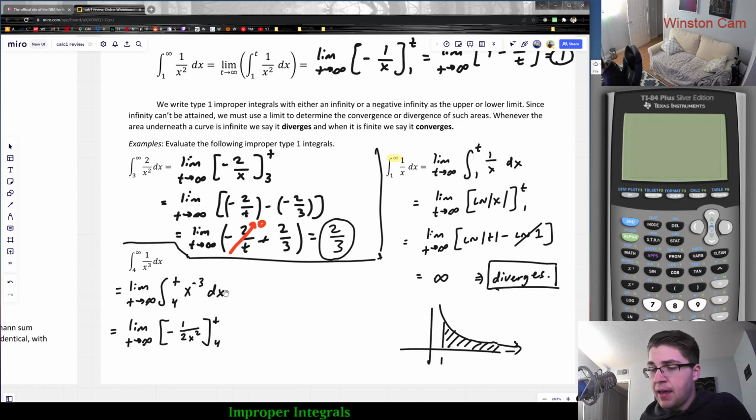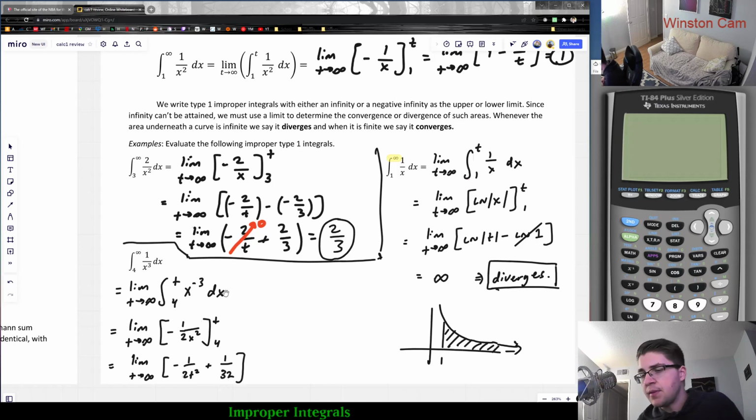And now plugging in our boundaries into the antiderivative by the fundamental theorem, this would leave us with negative 1 over 2t squared plus 1 over 2 times 16, which would be 1 over 32. And similarly, as t goes to infinity, whether it's 1 over t, 2 over t, or 2 over t squared, if we ever have a division by a variable, if you plug in a larger and larger number into the denominator, it becomes smaller and smaller.